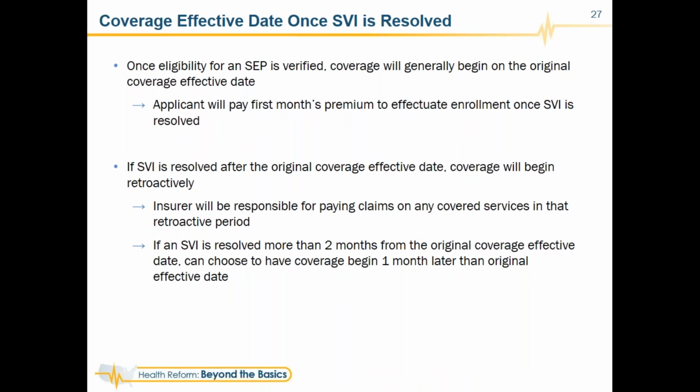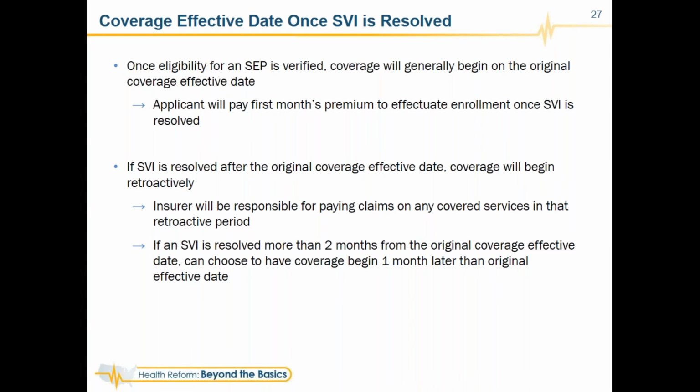We understand that there will be challenges in getting issuers to pay claims in other circumstances of retroactive coverage. So for example, in some cases where consumers got retroactive coverage due to an appeal, they later found it a little difficult to get issuers to pay for claims. So this will be something that we want to watch closely, and hopefully it'll be seamless, but we'd like to know if it's not, so please let us know. If an SVI is resolved more than 2 months from the original coverage effective date, the person can choose to have coverage begin 1 month later than the original effective date.